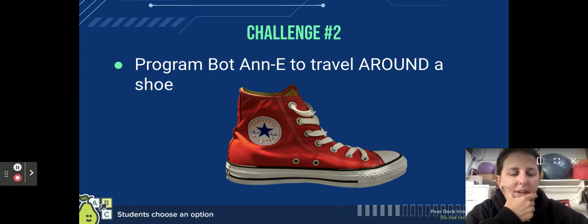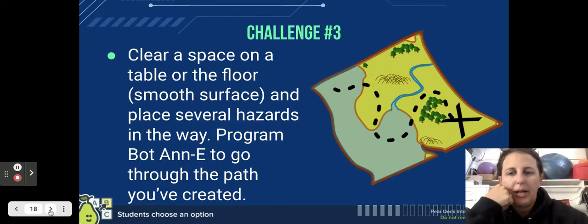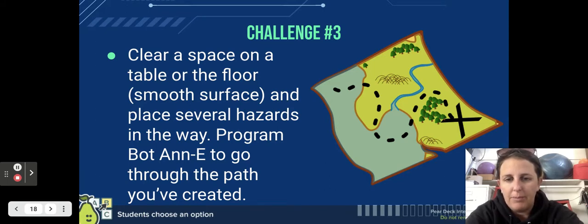Okay, so that is your 3-minute timer. So we have one more challenge for all of you today. All right, so I recommend clearing a space on a table or on the floor, but it needs to be a smooth surface. Like I said before, carpet doesn't really seem to work well.